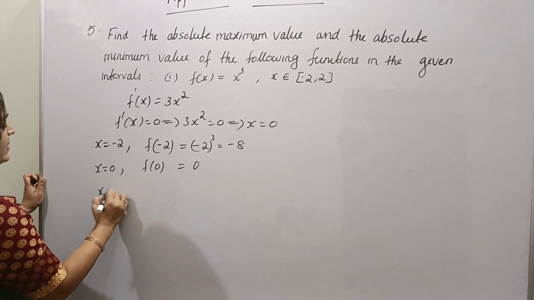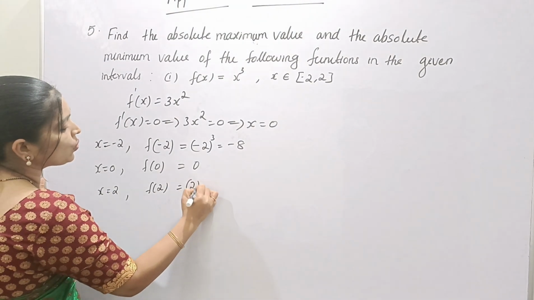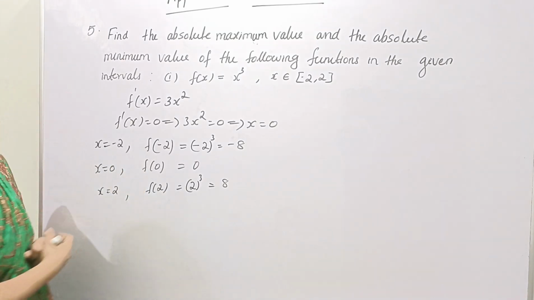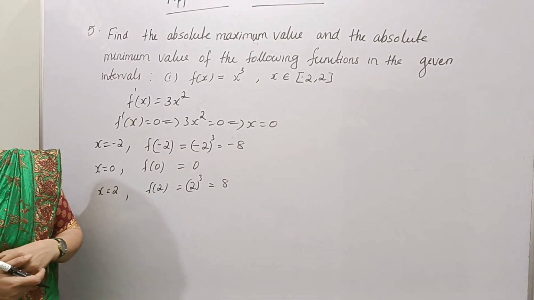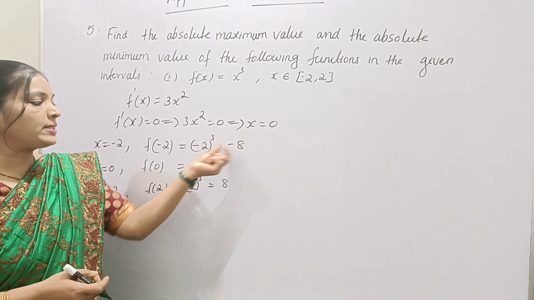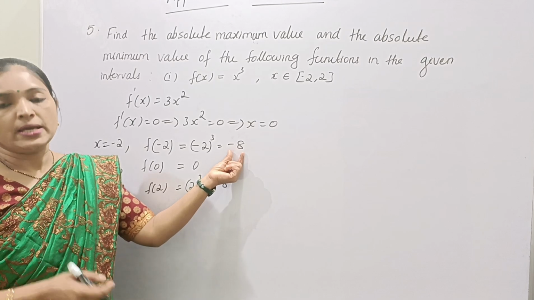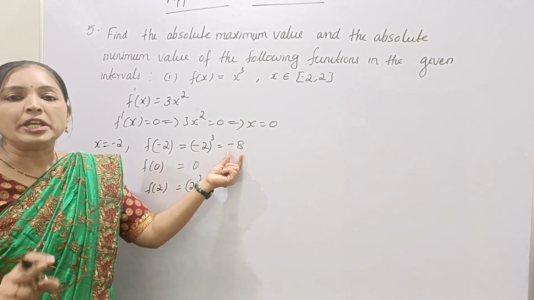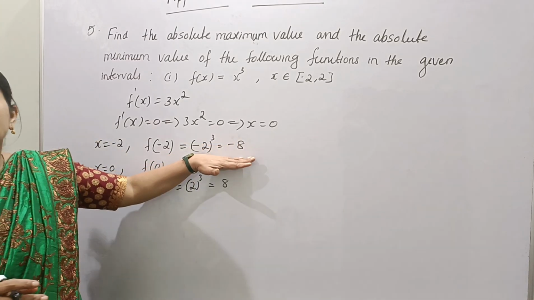Okay, so when x is equal to 2, f of 2 is equal to 2 cubed, which is 8. See here, what is the minimum value of the function? The minimum value is nothing but the minimum of minus 8, 0, 8. So here the minimum value is minus 8. Therefore, the absolute minimum value of the function is minus 8.